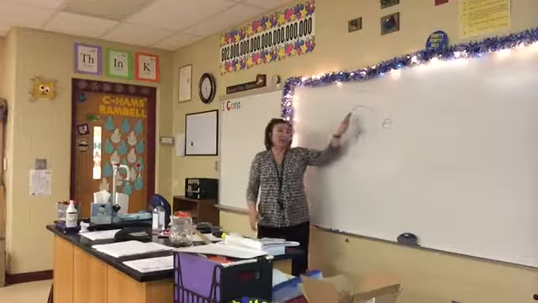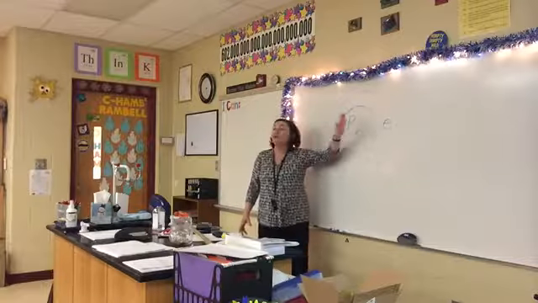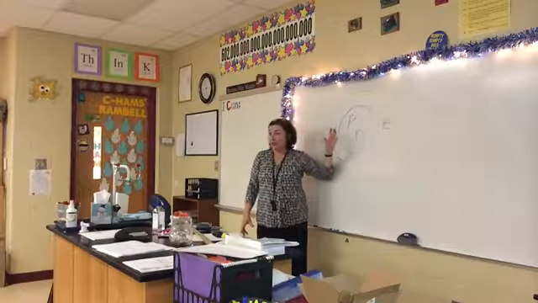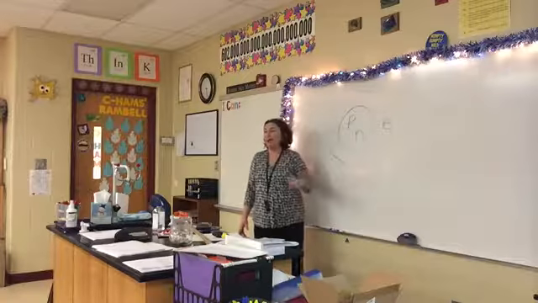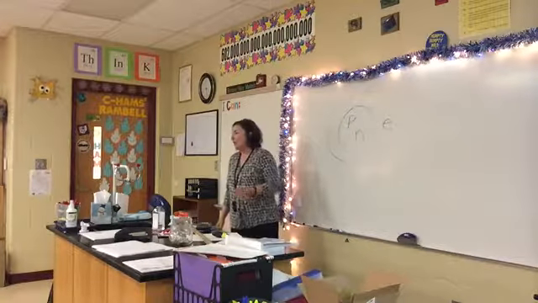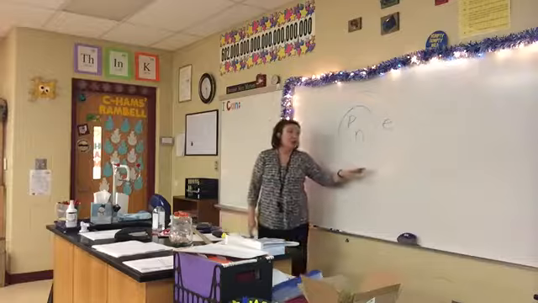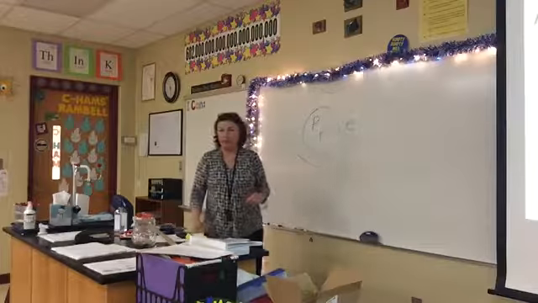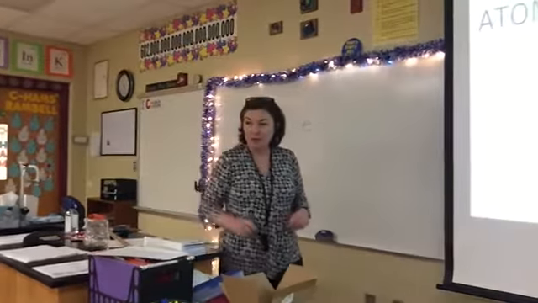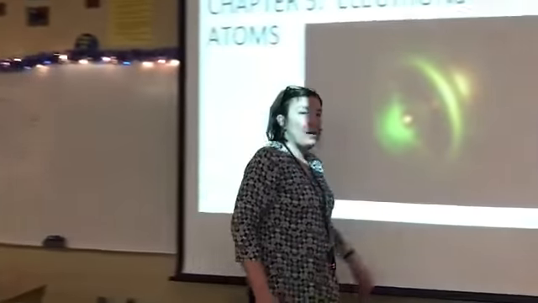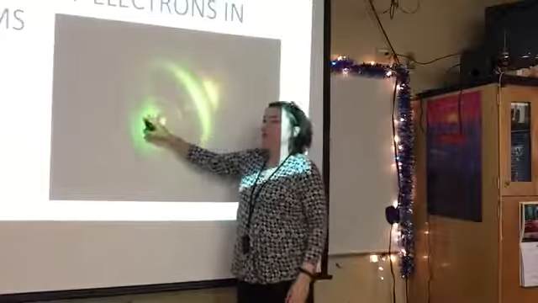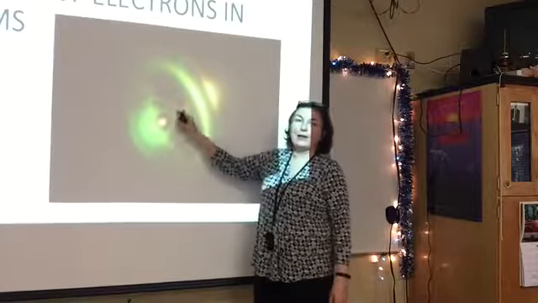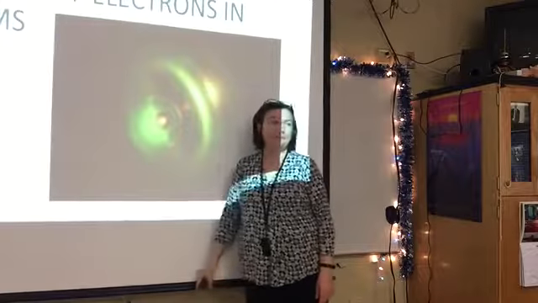We don't do anything with the protons and neutrons. That's called nuclear chemistry. We're not going to do nuclear chemistry. We're more worried about chemical reactions, and chemical reactions deal with the electrons. So that's why we have a whole chapter devoted to electrons. This is what an electron looks like in its different orbits.